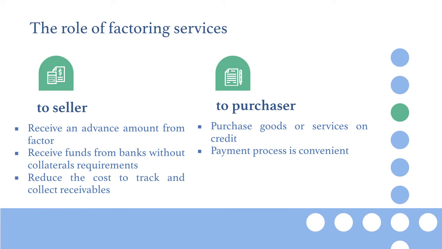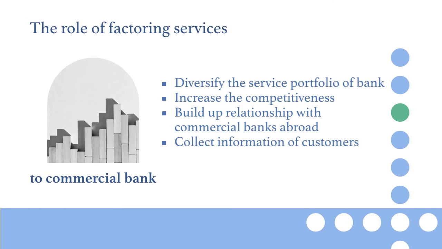Which benefits does each party receive from factoring services? Seller might receive an advance amount from the factor, receive funds from banks without collateral requirements, and reduce the cost to track and collect receivables. Purchaser might purchase goods or services on credit, and the payment process is convenient. Commercial bank might diversify the service portfolio, increase competitiveness, build up relationships with commercial banks abroad, and collect information of customers.